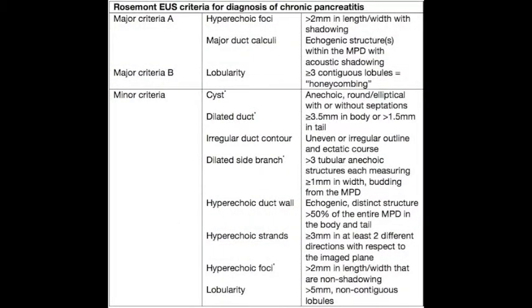The Rosemont classification system divides EUS features of chronic pancreatitis into major and minor criteria. It has not been fully validated, and the standard classification system will be used for this video demonstration.